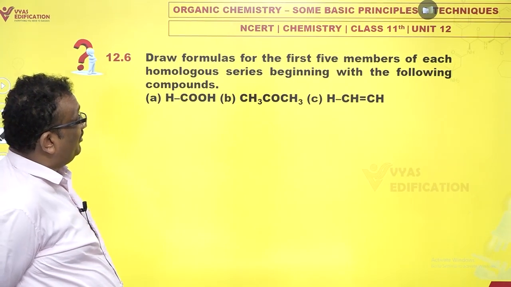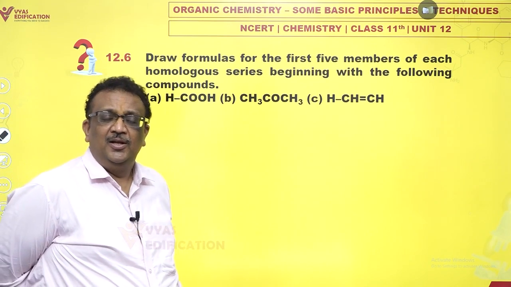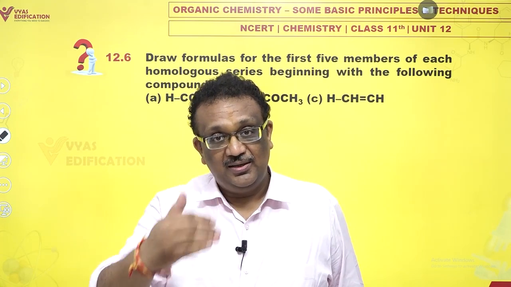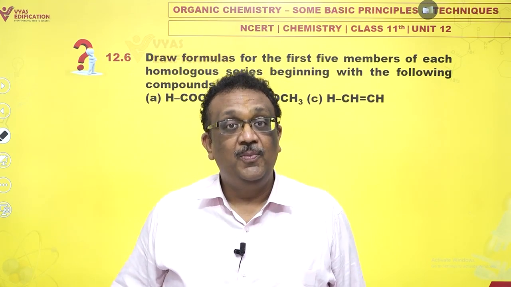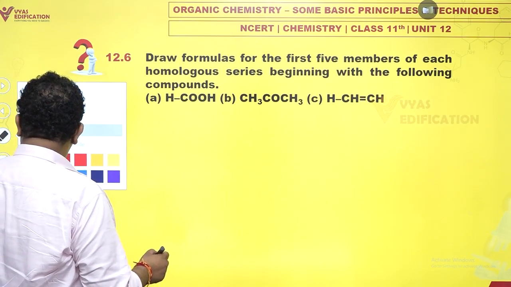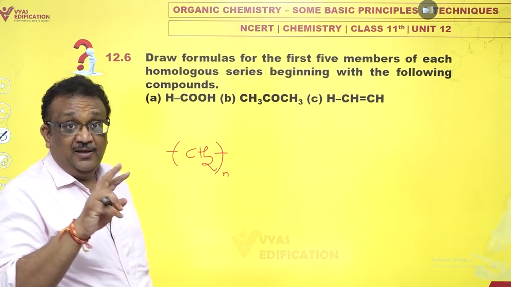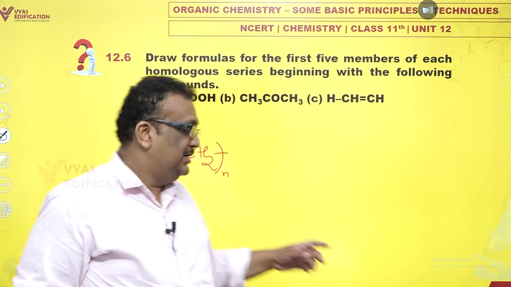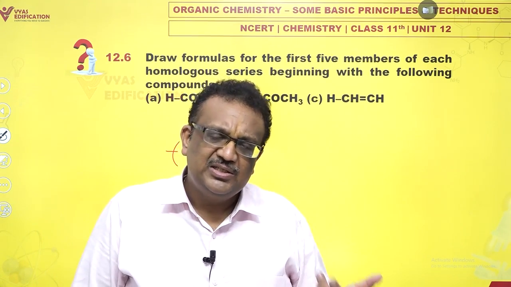Draw formulae for the first 5 members of each homologous series beginning with the compounds. Okay, and we have compounds A, B and C. Now do you remember what exactly is a homologous series? A homologous series is a series of compounds which have exactly the same functional group, but which differ from each other only by CH2 groups. Successive members differ only by one CH2 group, or if you take any 2 members, they will differ by CH2 n times, meaning CH2 twice, CH2 thrice, something of that kind.